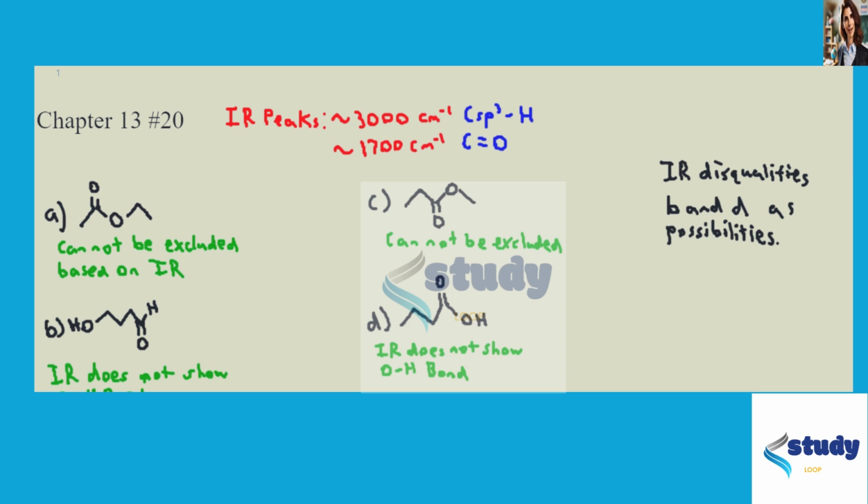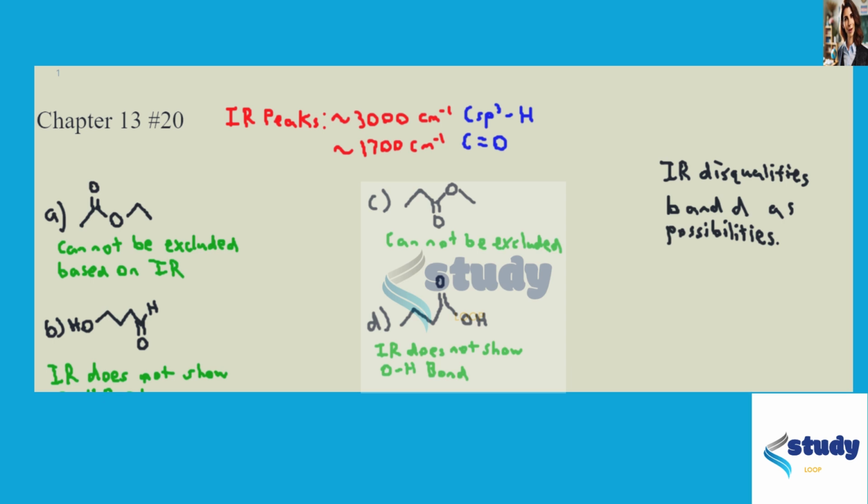Then we're given four structures, A through D, and we're asked which of them can be excluded based on the IR that we were given. A cannot be excluded because it fulfills the criteria. It has the two types of bonds that our IR says it should have. So A cannot be excluded.